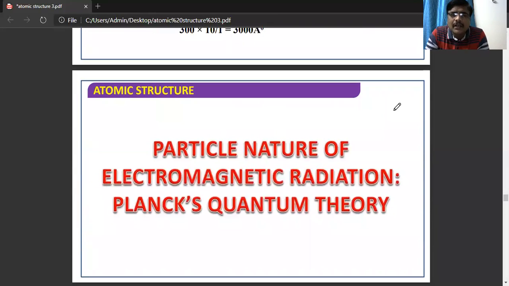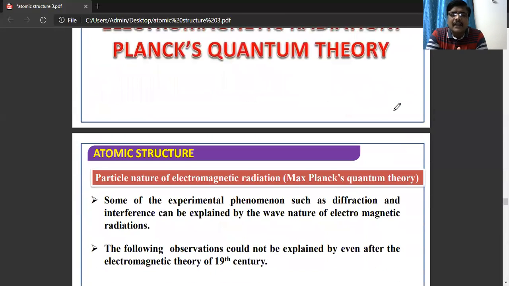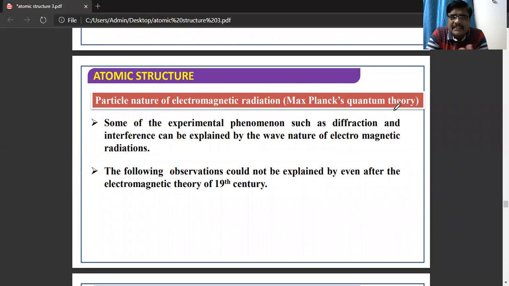So next one, the particle nature of electromagnetic radiation. The particle nature of electromagnetic radiation is explained by Planck's quantum theory. The experimental phenomena such as diffraction as well as interference can be explained by the wave nature of electromagnetic radiation.